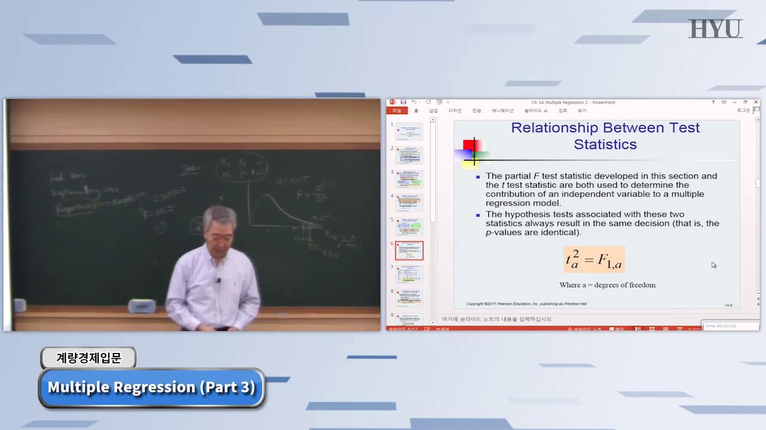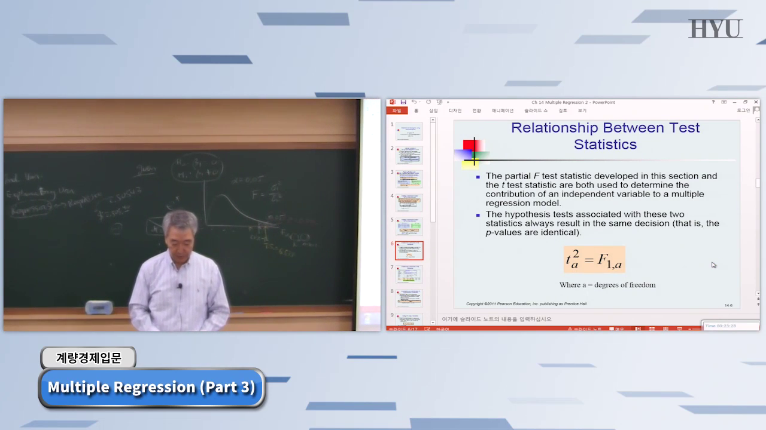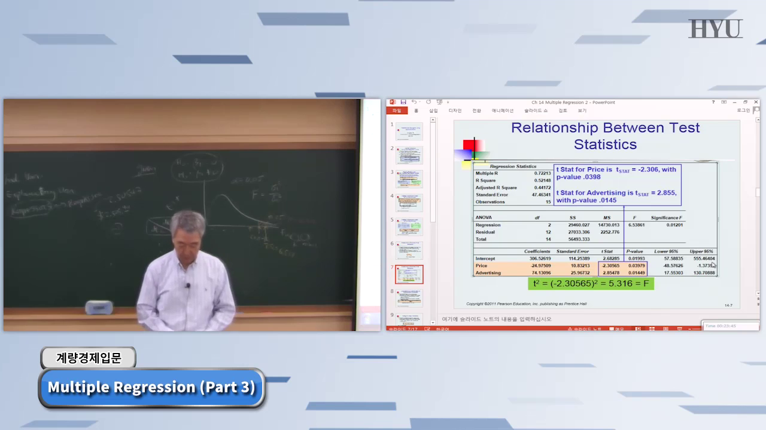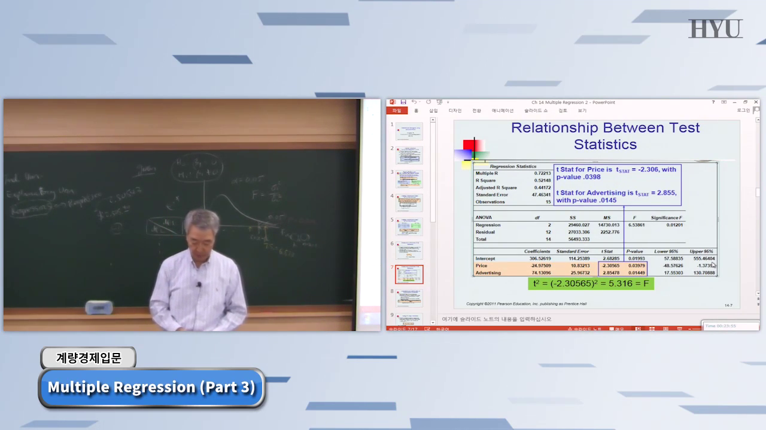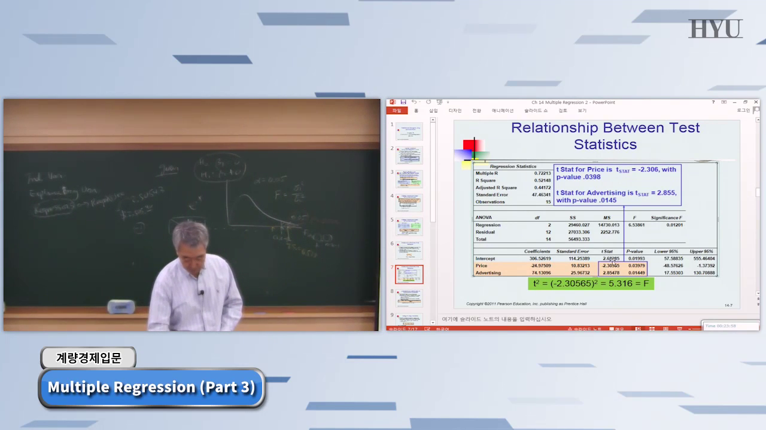So the partial F statistic developed in this section and the t statistic both are used to determine the contribution of an independent variable to a multiple regression model. The hypothesis tests associated with these two statistics always result in the same decision. What are we talking about? Look at this output. When you ran the regression with both independent variables, price and advertisement, look at the p-value for the price.